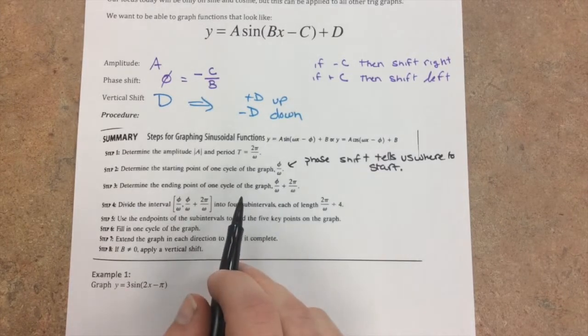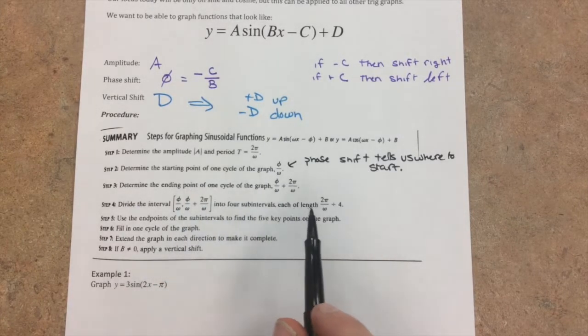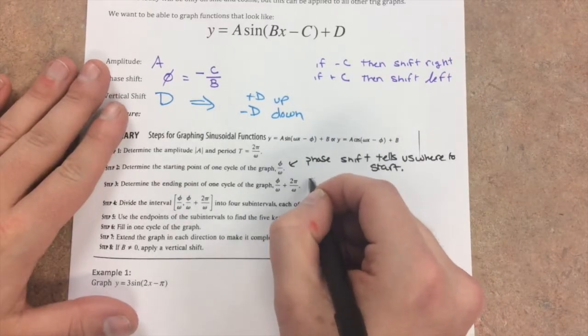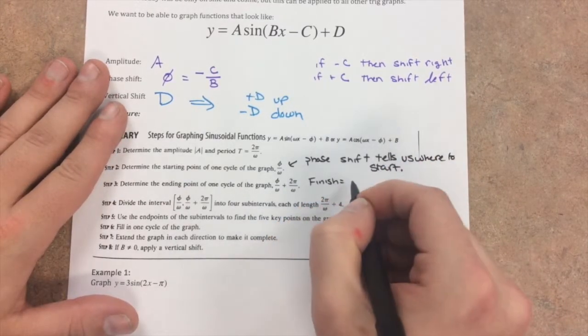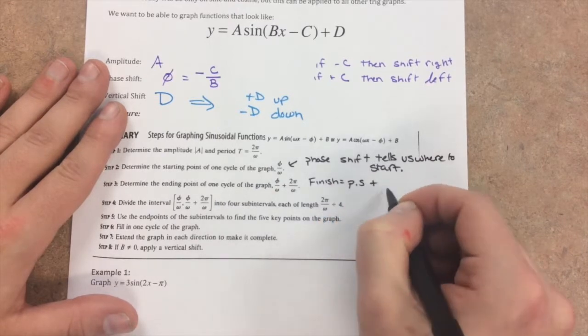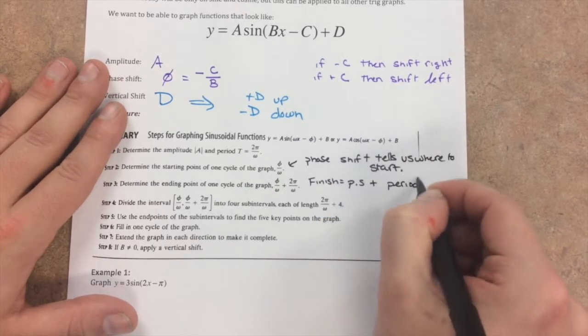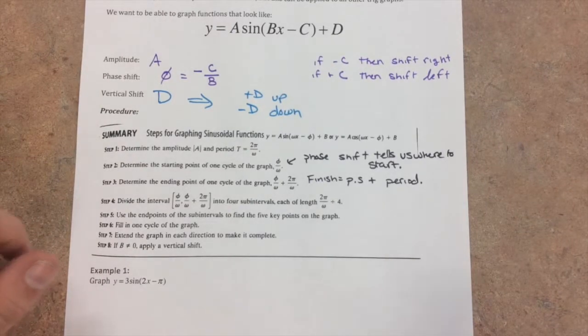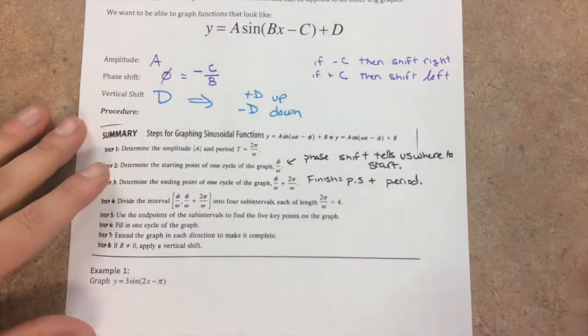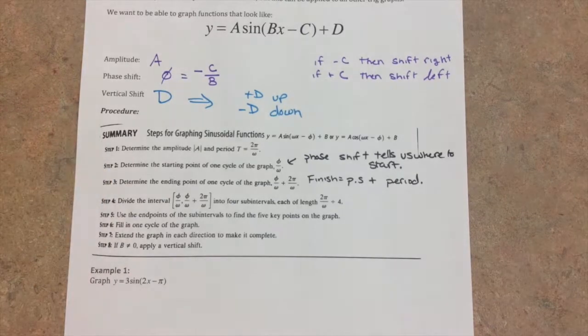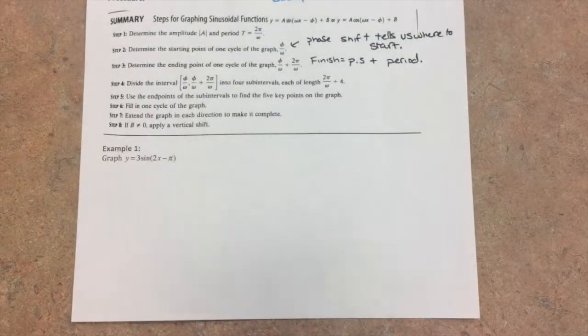And then from there, we're going to determine the endpoint by adding. The finish is phase shift plus period. So if you add the phase shift and the period, you get the endpoints. Once we get that, we're just going to get our 4 intervals in between. So we'll cut it in half, then cut it in half again, and then add those two together. And then once we get that, we graph our one cycle.